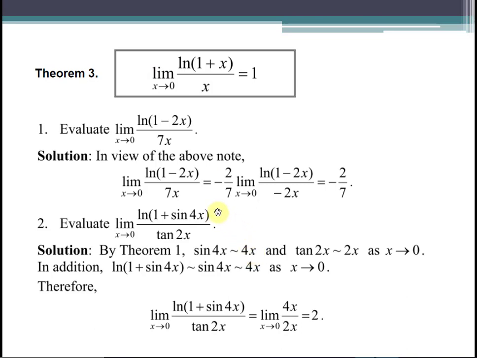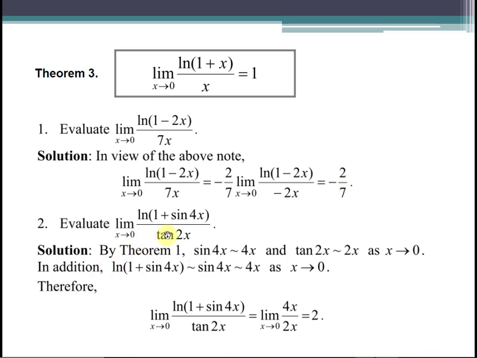So we can multiply and divide by minus 2x. And then the x and x are cancelled. But we have this form now. And before the limit, we have the constant minus 2 over 7, because we multiply by 2 and divide by 2. And this limit gives just 1 using Theorem 3. That's why the answer is minus 2 over 7.